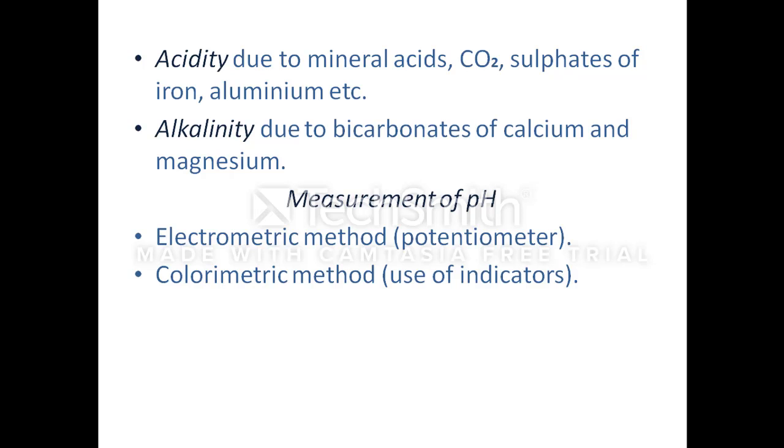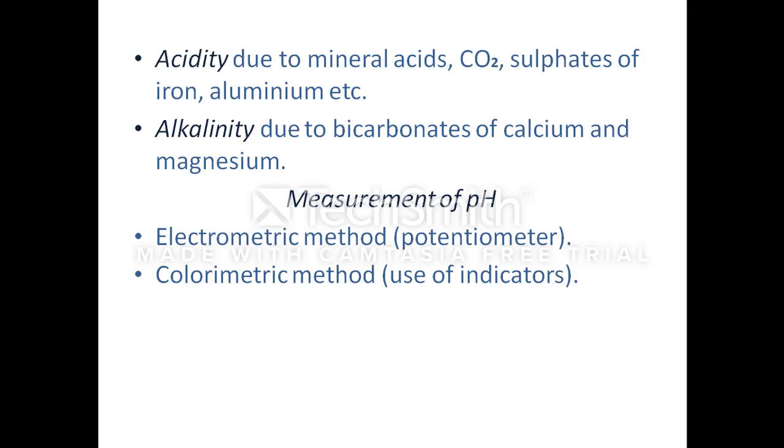In electrometric method, we measure the pH value of water by means of potentiometer. In potentiometer, what is done? The electrical potential of water sample is measured, which gives the concentration of hydrogen ions. In electrometric method, the pH is measured by the electrical potential exerted by hydrogen ion, by which we can find the concentration of hydrogen ions. That is how much hydrogen ions are present in water. That ultimately gives the pH value of water.